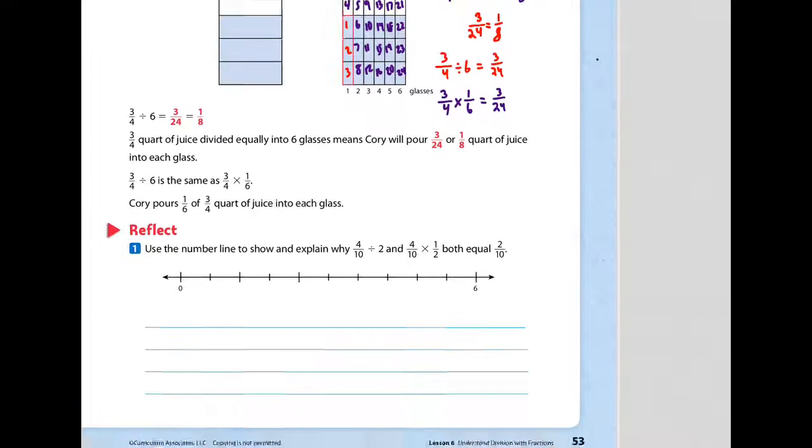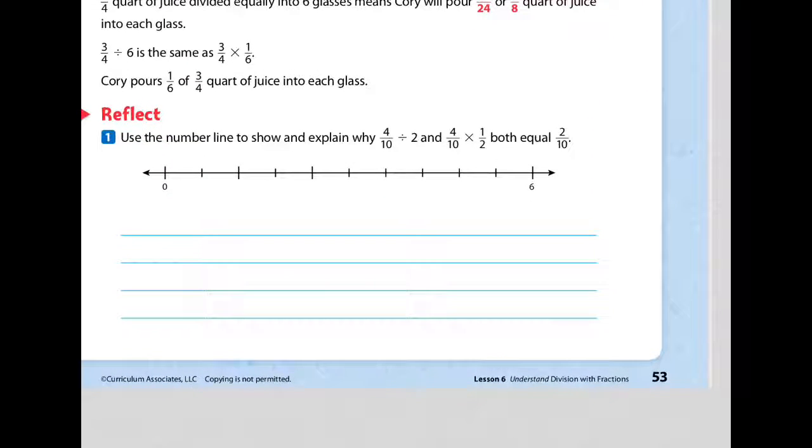All right, so here are your 2 options. If you think you want to take on the challenge, use this number line to prove why this problem and this problem both equal 2/10, and then write about what you did. I would like you to try that, but if you're absolutely stumped, you can watch the video, and I'll start by going over the number line, and then you could pause the video and explain if you understand it.